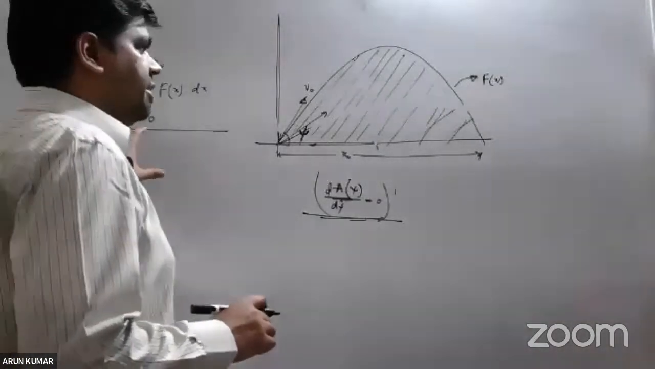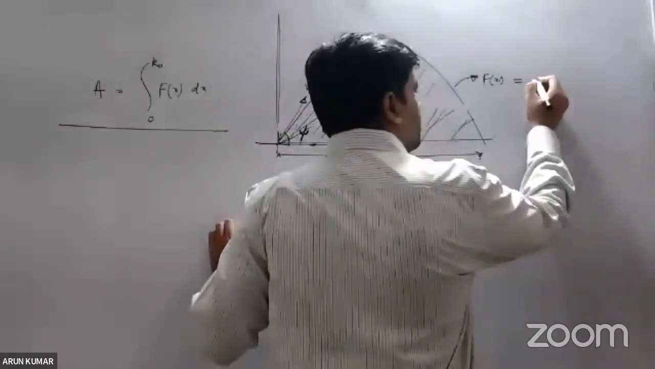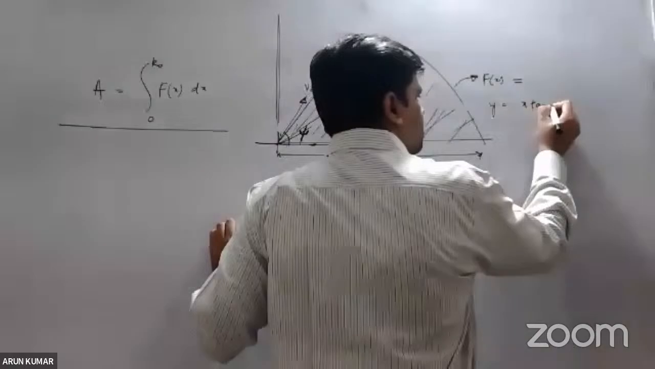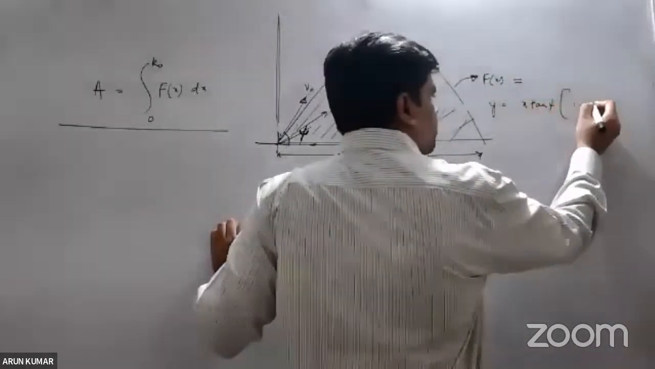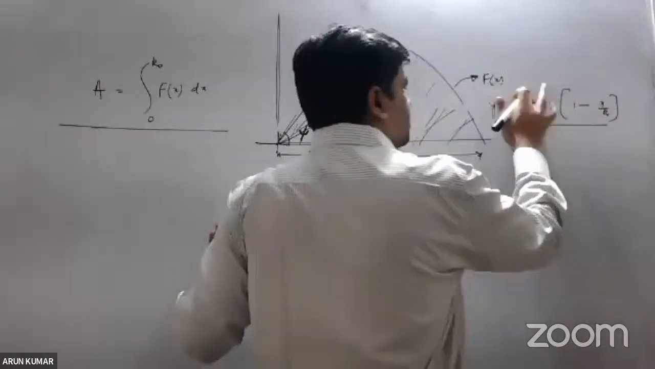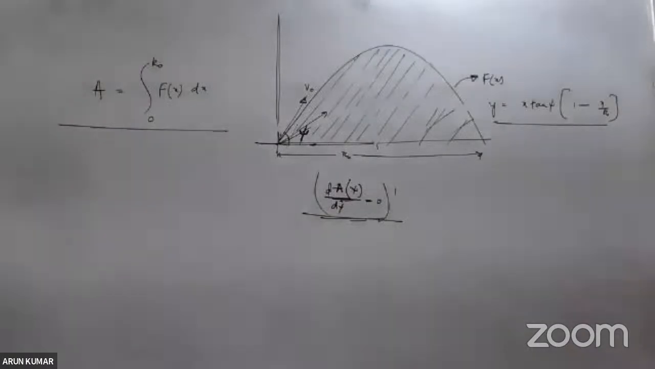All right, so I'll write the function. You tell me the integral, you tell me the area. The function is given by y is equal to x tan psi into 1 minus x by r. This is the equation of trajectory of the projectile in terms of r.